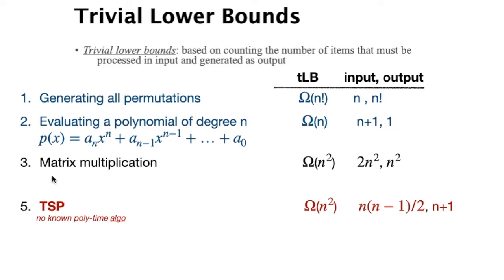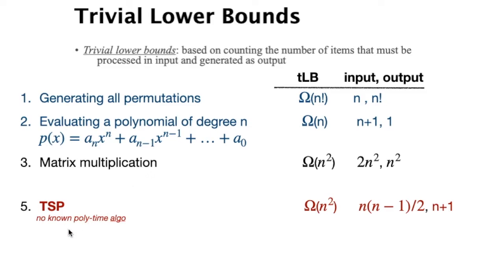The third problem is matrix multiplication. The input here is of size 2n squared. So we have two n by n matrices, and the output is an n by n matrix. So we have n squared items there. Using this, we have an n squared trivial lower bound. So this is also the lower bound result for matrix multiplication as shown in the previous slide. And this is not yet known to be a tight bound for matrix multiplication.